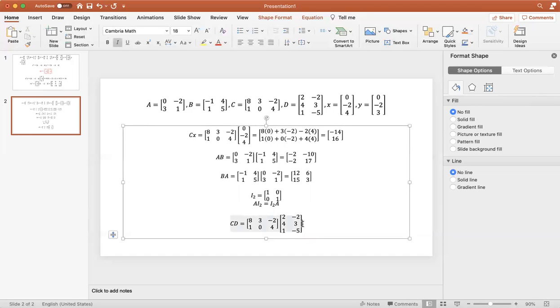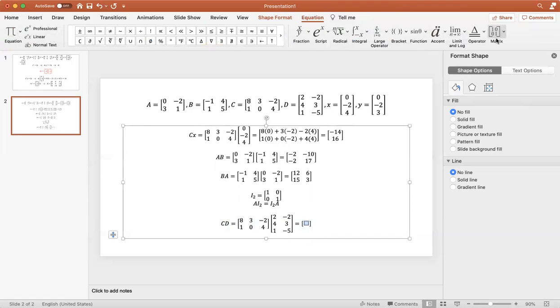Now, to solve this, this is a 2 by 3 matrix and this is a 3 by 2 matrix. So the resulting matrix would be a 2 by 2 matrix. The dimension of the resulting matrix would be the number of rows of the first matrix and the number of columns of the second matrix. So you have a 2 by 3 matrix and a 3 by 2 matrix, and that will yield a 2 by 2 matrix.